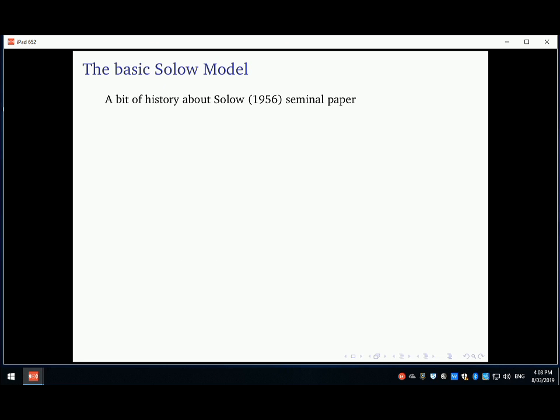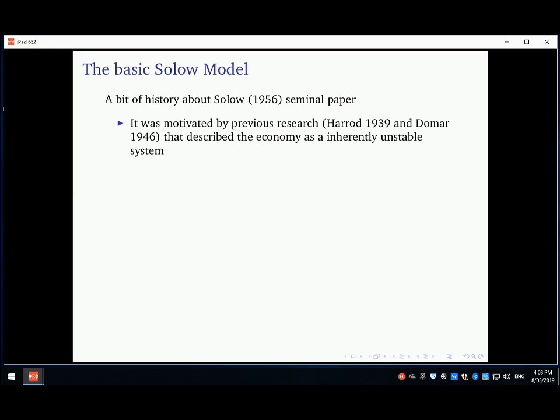Let me give you some historical preview, which is interesting. Solow, Robert Solow, Nobel Prize, he wrote a seminal paper in 1956. And his motivation was that two other economists, in particular Harrod and Domar, studied this process of economic growth. They were wondering why these countries differ so much in terms of GDP per capita and in terms of how they evolve over time to get there.